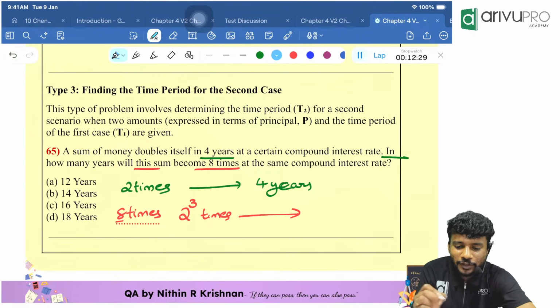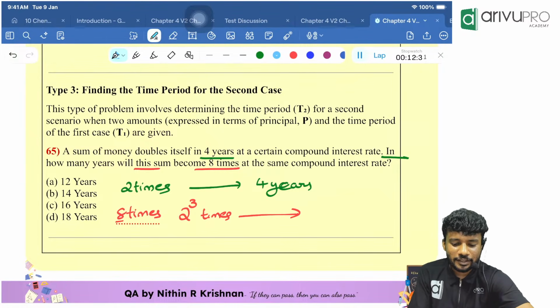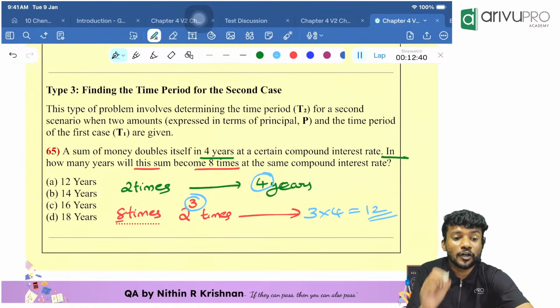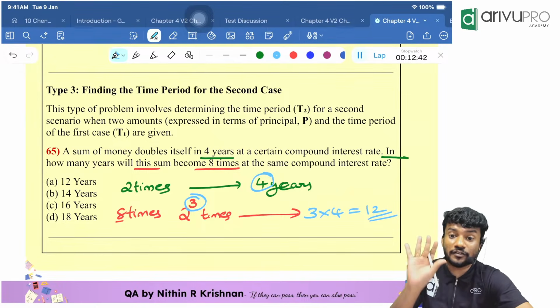Then I am going to the shortcut. Shortcut is very easy. Who is the power of 2? 3. What was the previous number of years? 4. 3 into 4 will give me the answer. How much is the answer? 12 years. Okay. This is our shortcut approach.